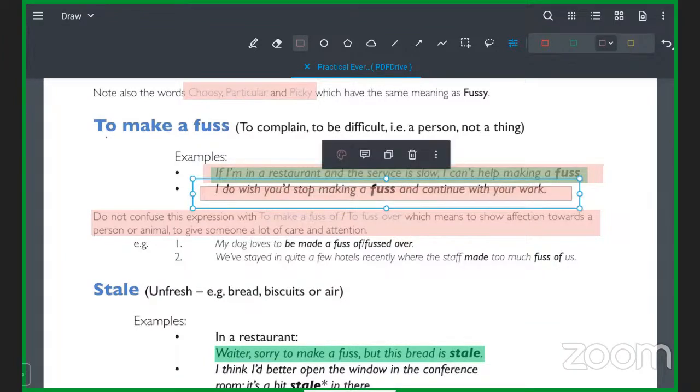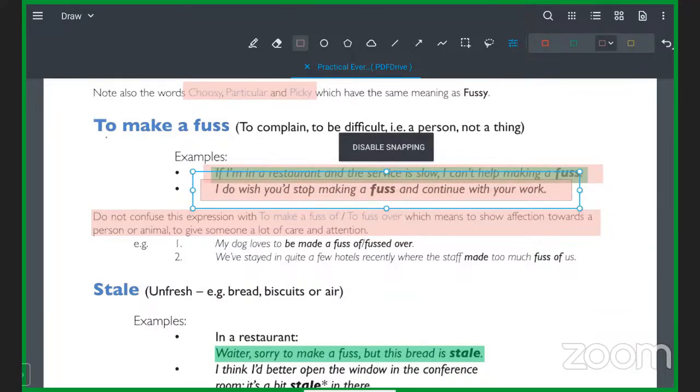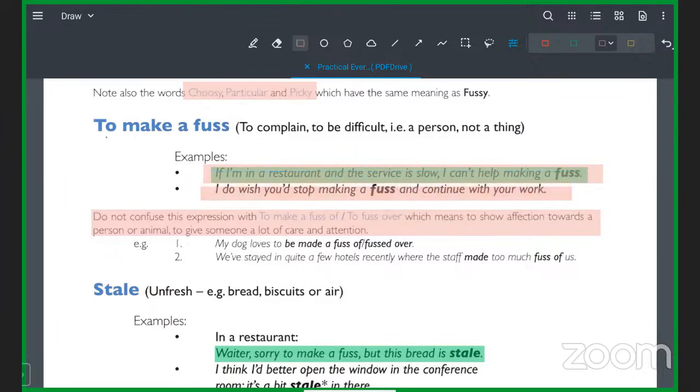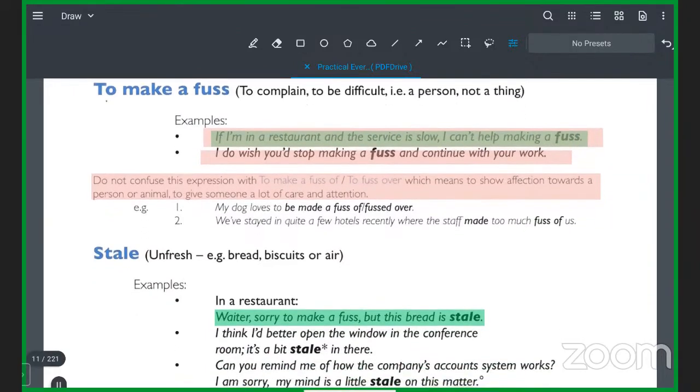Ma'am, I think the meaning of this sentence will be, I do wish you'd stop making a fuss and continue with your work. It means don't blame anyone, just do your work directly. That means don't complain, right? I do wish you'd stop making a fuss. Without complaining, continue doing your work. That is what it means.